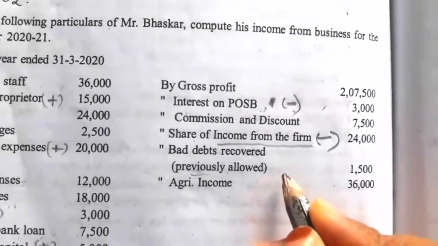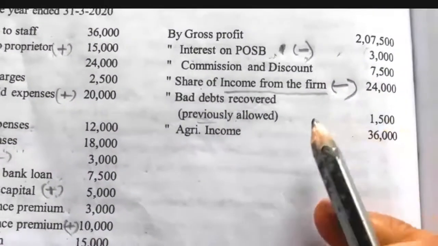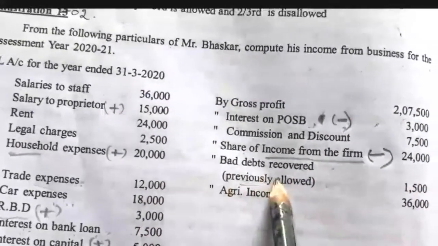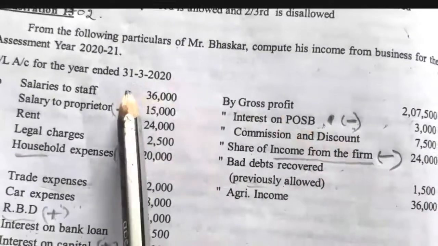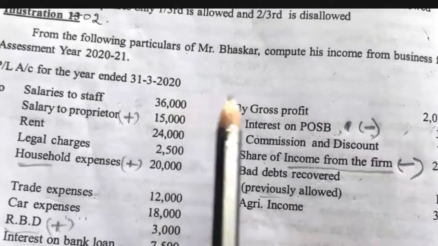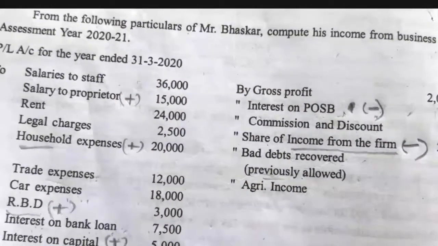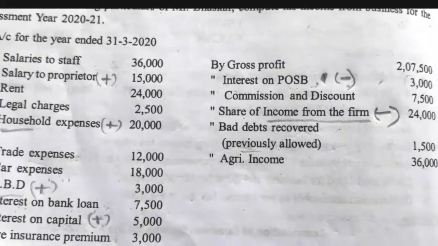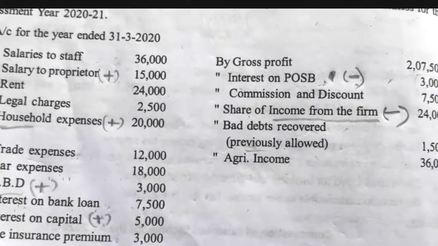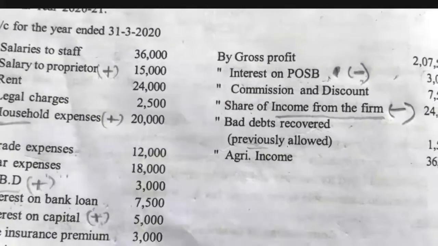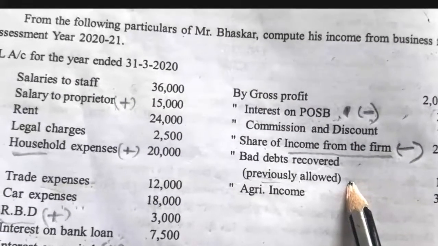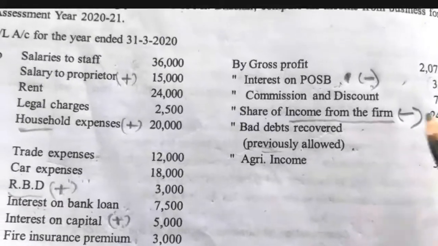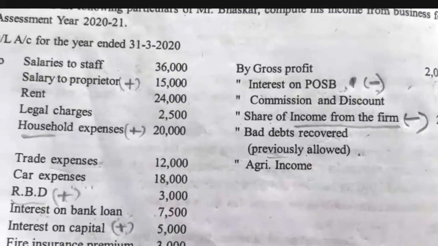So it is allowed. Why? This bad debt was recovered in this previous year, 31st March 2020, but it was previously allowed as a deduction. Bad debt was previously allowed as a deduction and now it is recovered during this previous year. So this recovered value, bad debt recovered which was previously allowed, should be included in the net profit, and it should be taxable.